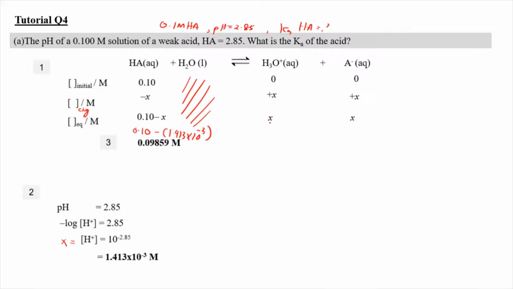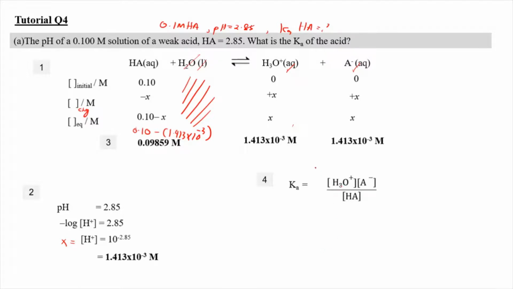And then for H3O plus and A minus, it's going to be 1.413 times 10 to the power of negative 3. Similarly for the A minus. And then we need to write our Ka value. So Ka is equal to the H3O plus, which is the concentration of the product, multiplied by the concentration of the other product, divided by the concentration of the reactant, which is the HA. And for the H2O, as mentioned, we need to ignore it because it exists as a pure liquid.